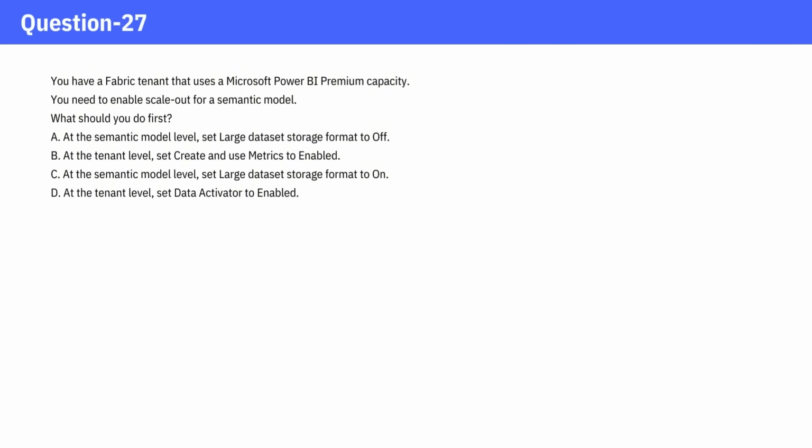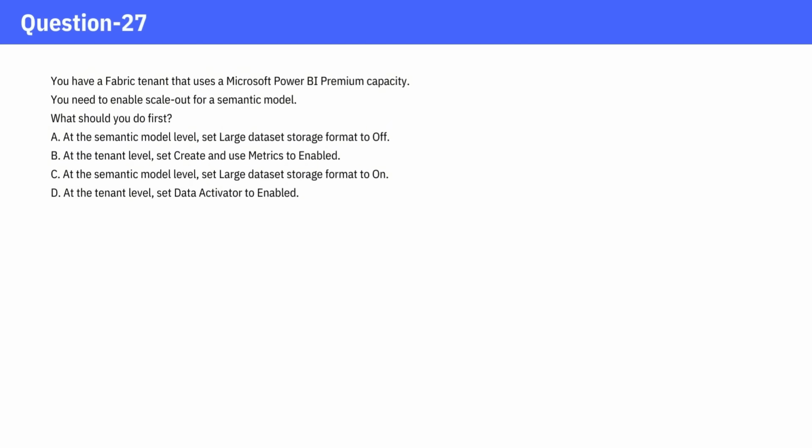Question 27. You have a Fabric tenant that uses a Microsoft Power BI Premium capacity. You need to enable scale-out for a semantic model. What should you do first? A. At the semantic model level, set large dataset storage format to off. B. At the tenant level, set create and use metrics to enabled. C. At the semantic model level, set large dataset storage format to on. D. At the tenant level, set Data Activator to enabled.